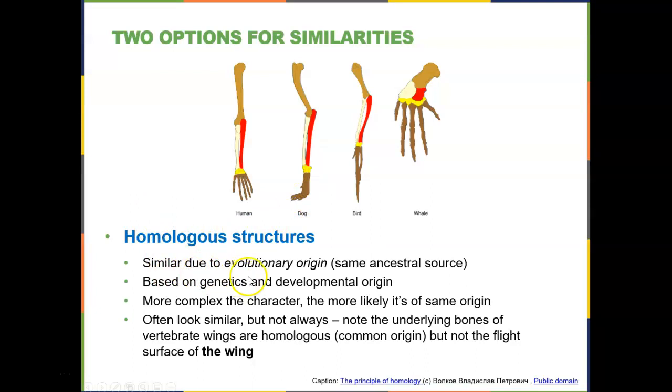So we see that due to a similar evolutionary origin, they have the same common ancestor. We can also then go and look at genetics or developmental origin, but here we're looking at the complexity of the character to determine, did it come from the same ancestor? And keep in mind that while structures might look similar, they may not always be similar. So the underlying bones of vertebrate wings are homologous, common origin, but not the flight surface of the wing. So the bones are the same, but then the material beyond that is not the same.